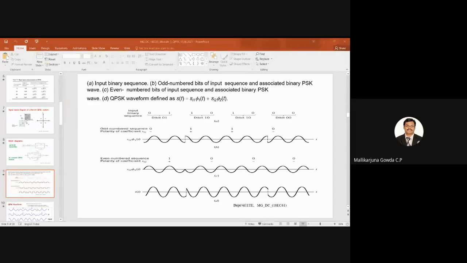It is written for 2 cycles because I have segregated odd and even, so it will be occupying 2 cycles. Is this clear? The first bit is 0, that is why it is a minus cosine waveform, and it is written for 2 cycles. So it starts with minus cos and ends with minus cos. Is that fine? I'm asking.